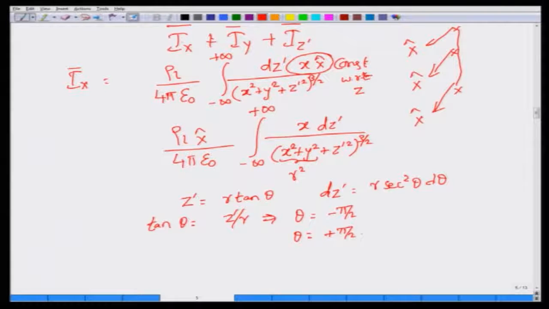So the integral limits are from minus pi by 2 to plus pi by 2. Okay. And all these constants I am not going to write at this point. So you can actually take x also out, doesn't really matter.